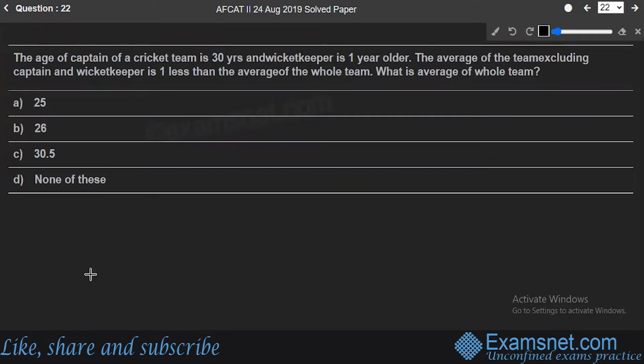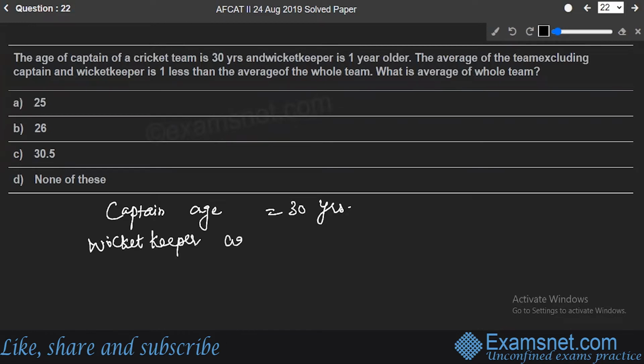The age of the captain of a team is 30 years and the wicket keeper is 1 year older. So captain age is 30 years and wicket keeper age is 30 plus 1, that is equal to 31 years. Correct. Now it is given to you that the average of the team excluding the captain and the wicket keeper is 1 less than the average of the whole team.